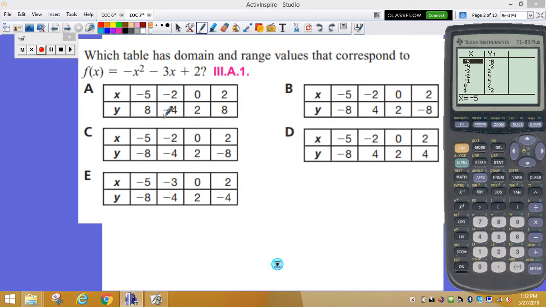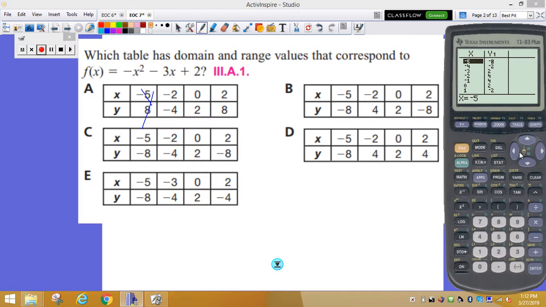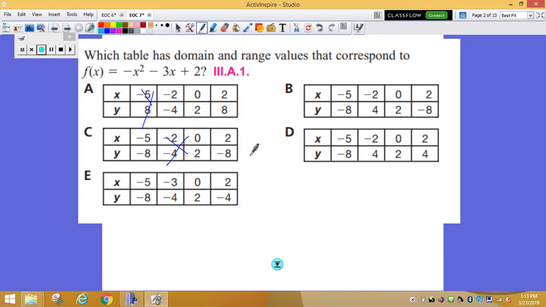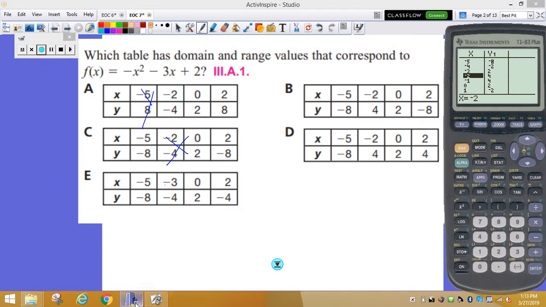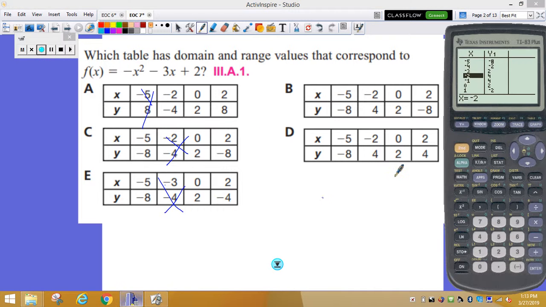So A is out. A is wrong. It doesn't have -5, -8. That does, that does, that does, that does. Okay, let's look at -2. At -2, the answer is 4. Well, I already got A's out. B could still be right. C is wrong. It's got to be -2, 4. D could be it. And, oh, let's look at E. E says -3 is at 2. Well, that's not right. All right, so I'm either down to B or D.